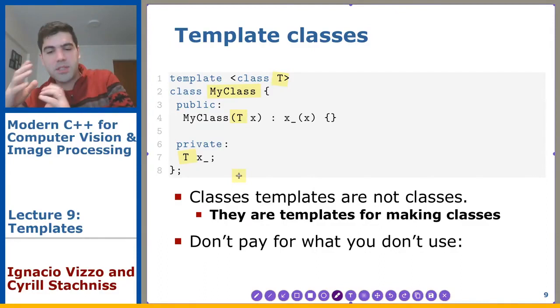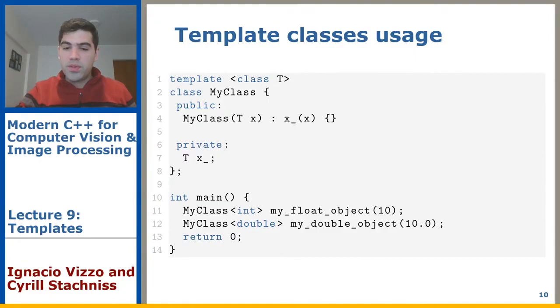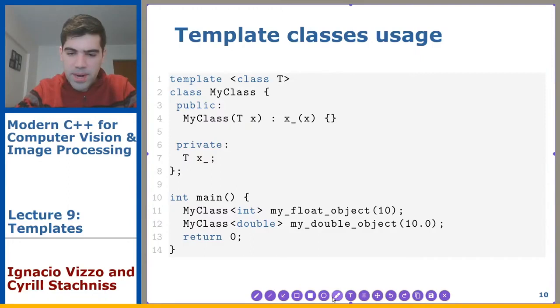And the same holds true for template functions and template classes: you don't pay for what you don't use. So if you don't call myClass with integer type, then the class will not be instantiated, the compiler will not generate it, and then you're free, right? And how do you use this? Basically you call myClass, and then with angular brackets, you specify which type you want to be instantiated at compile time, and then you just work as usual with classes.